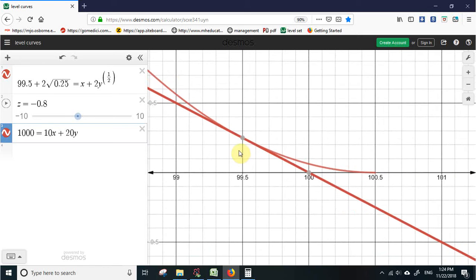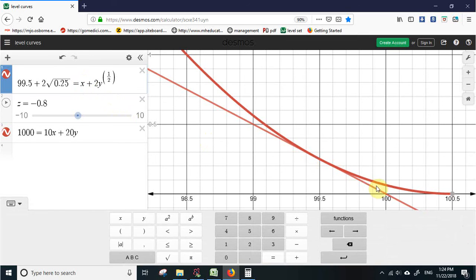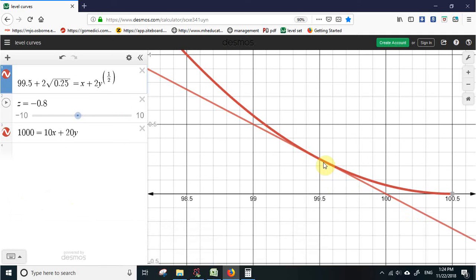So in this quasi-linear utility function, since the utility function is linear in the first commodity, the quantity consumed of the first commodity will be larger and the quantity consumed of the second commodity will be smaller.